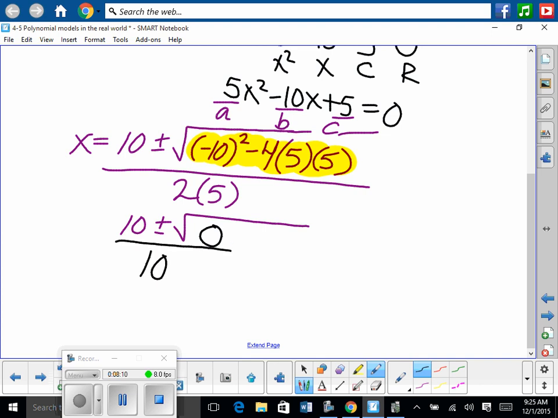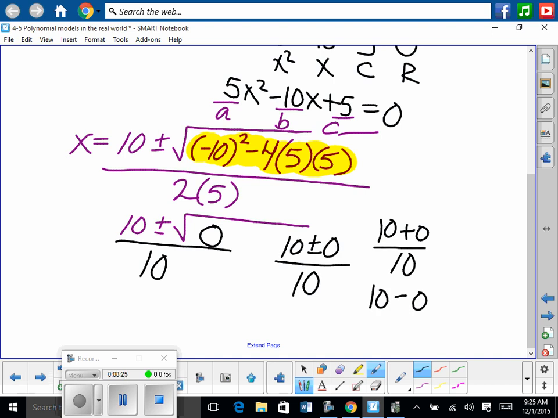All right, so what is the square root of 0? 0. So we have 10 plus or minus 0 over 10. Then we split it up. 10 plus 0 over 10. 10 minus 0 over 10. What's 10 plus 0? 10. What's 10 divided by 10? 1. What's 10 minus 0? 10. 10 divided by 10. 1. So we got 1 twice.